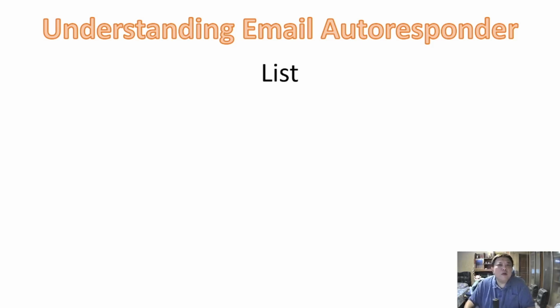But when it comes to email autoresponder, you need to know that a list is a collection of leads with certain attributes that you have set. Now, if you are confused, let me explain to you.